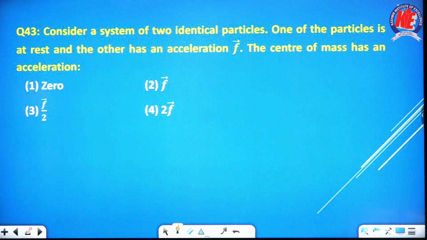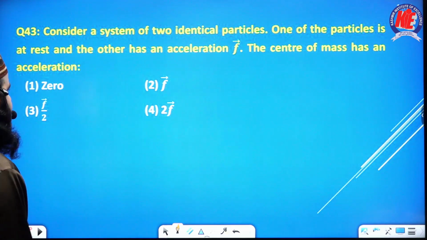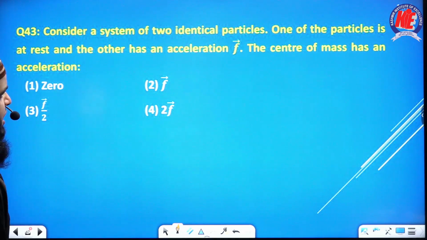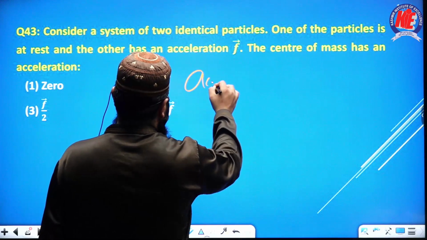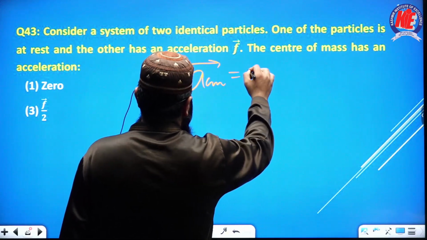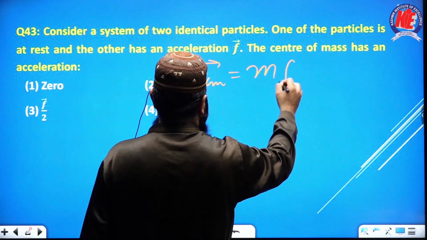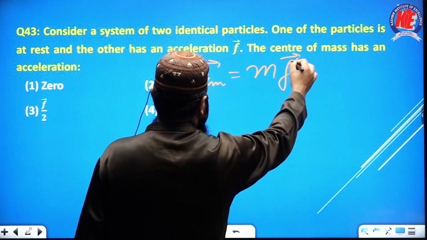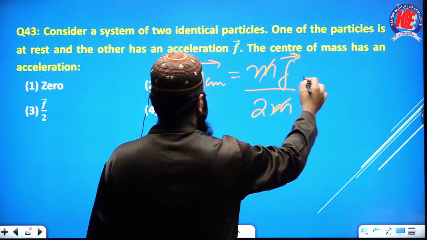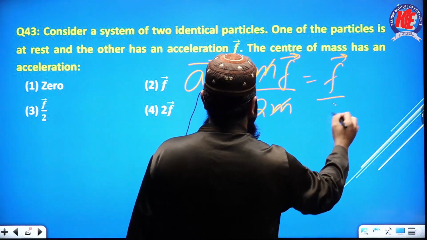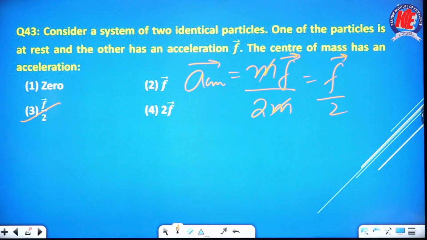Next one please. Consider a system of identical particles. One of the particles is at rest and the other has an acceleration f. The center of mass has an acceleration of. Acceleration of the center of mass will be m1 a1 plus m2 a2 over total mass. The masses are identical. One has acceleration f, the other has nothing, so a2 is 0, divided by total mass 2m. m and m will go, so that will be equal to f upon 2. f upon 2 is going to be the answer.